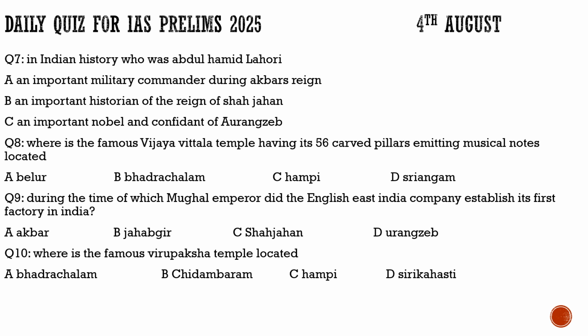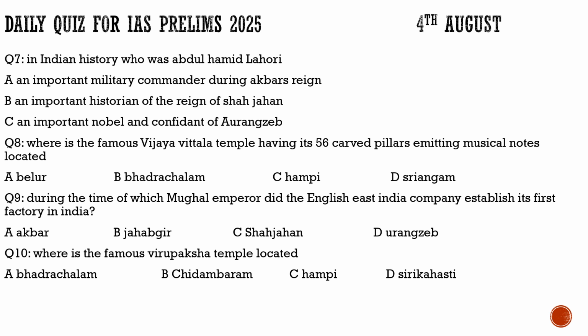Now coming to question number 9, it says, during the time of which Mughal emperor did the English East India Company establish its first factory in India? Under whose reign did the East India Company establish its first factory in India? Was it under Akbar? No. Was it under Jahangir? They had already established. Was it under Aurangzeb? Already established. So it was definitely under Jahangir. So for question number 9, the correct option is option B.